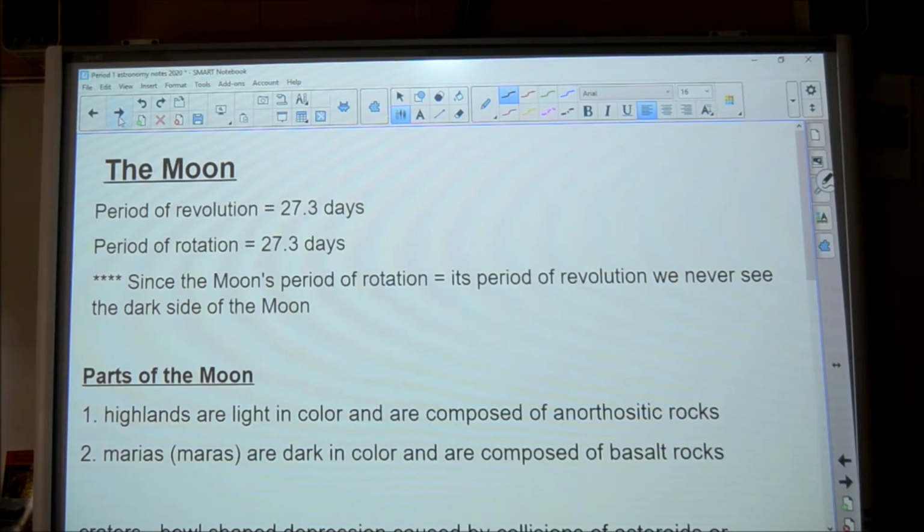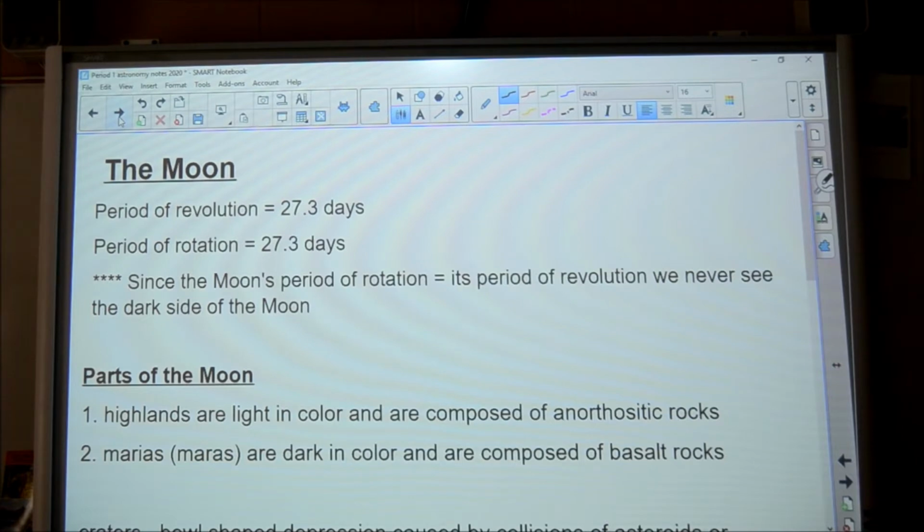So if you look at the moon, which is all the way at the bottom, and you look for the column of period of revolution, it says 27.3 days. And the column of period of rotation at the equator, it says 27.3 days. So the whole idea, since its period of rotation is the same as its period of revolution, we always see the same side of the moon here on the Earth. So in other words, we never see the dark side of the moon, is what we'll tell you.